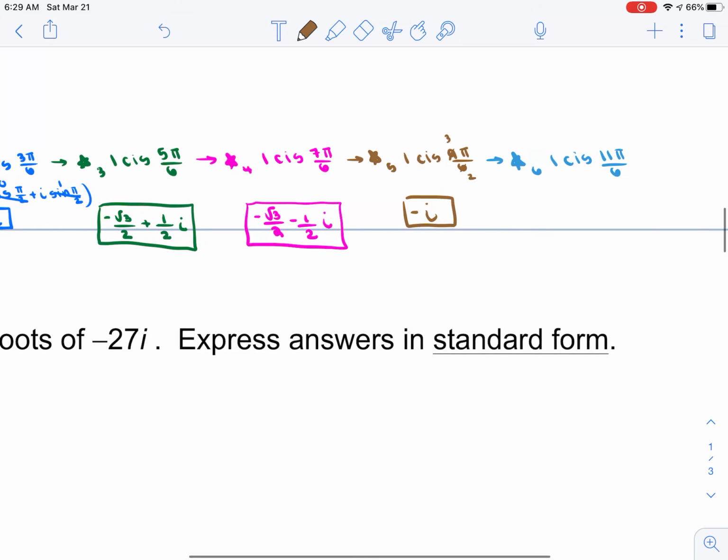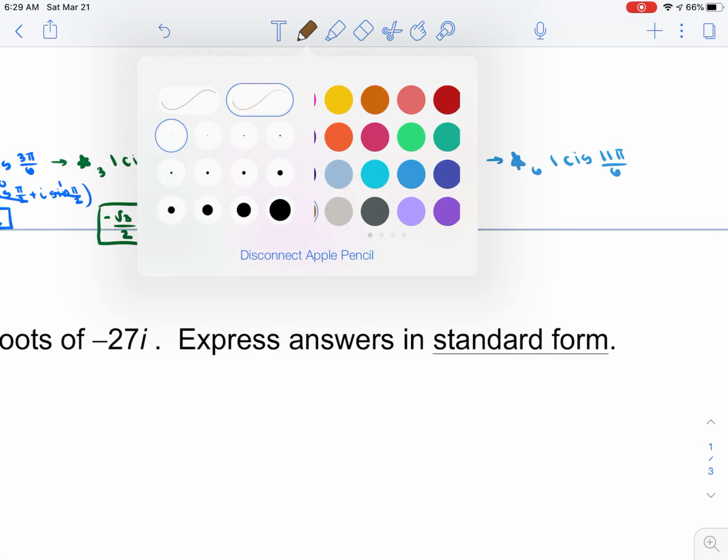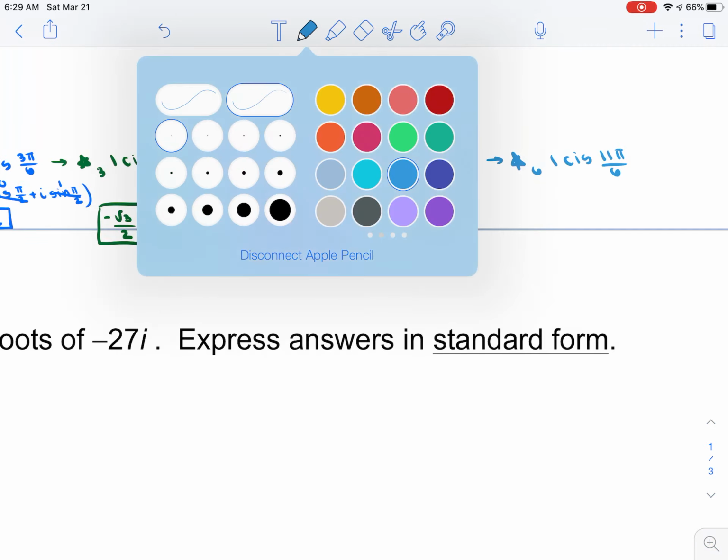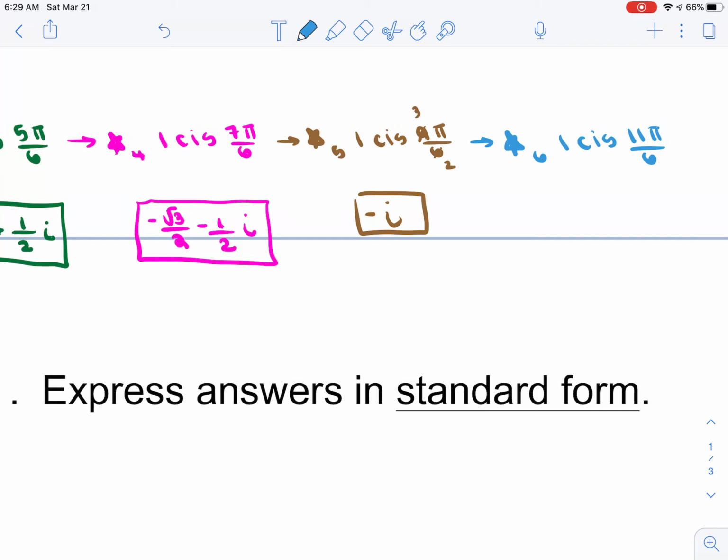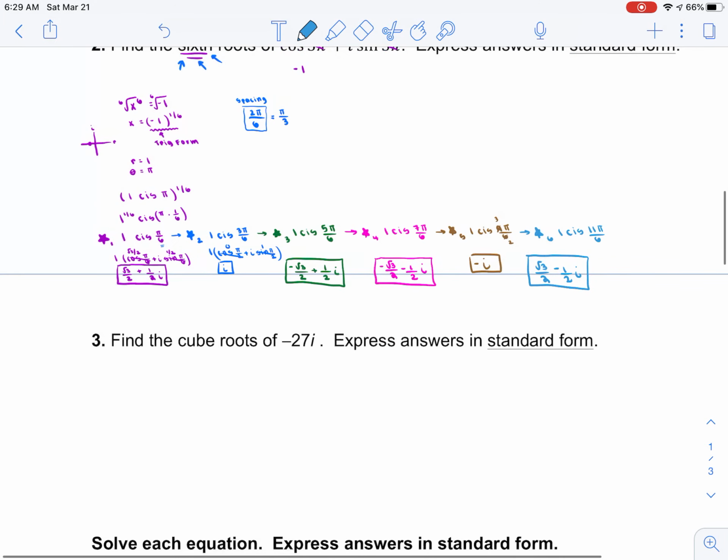And then finally 11 pi over 6, just like 7 pi over 6, is going to have the same quantity, but because you're in quadrant 4 for 11 pi over 6, the x value will be positive, but the y value will stay negative. So those are your 6 different solutions.